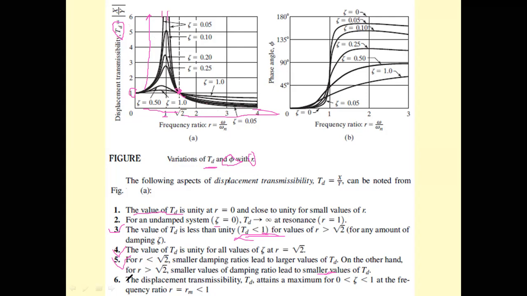Now the displacement transmissibility TD attains its maximum for 0 less than or equal to zeta less than or equal to 1, at a frequency ratio r equal to rm, which is less than 1. It attains the maximum displacement transmissibility between 0 and 1. So these are some conclusions drawn from the motion transmissibility curve.